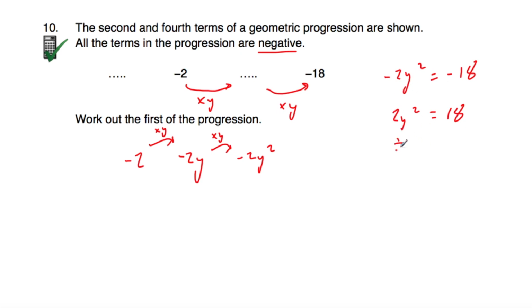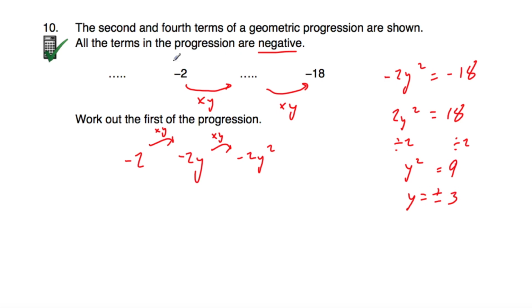I'm now going to divide both sides by 2 to get that y squared is equal to 9. And that means that if y squared is equal to 9, y is equal to plus or minus 3, because the square root of 9 is 3. So it means that y could be equal to 3 or negative 3, because 3 squared is 9 and negative 3 squared is 9. So that means y is equal to 3 or negative 3.